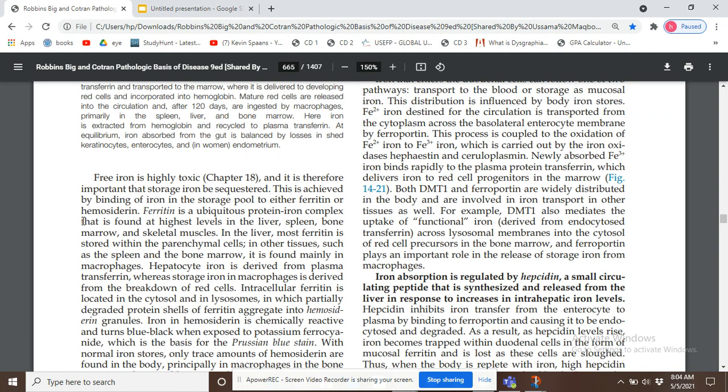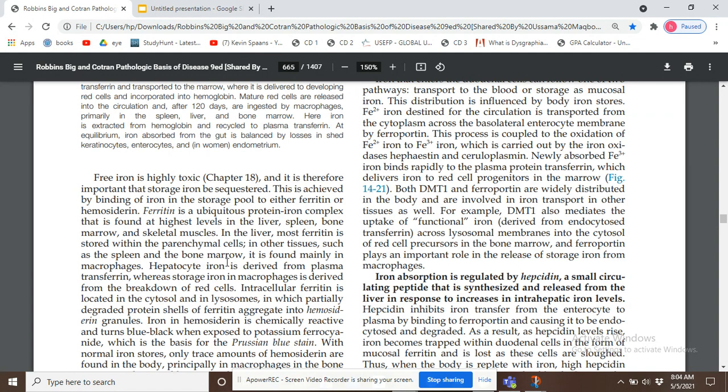The major storage form of iron is ferritin, not hemosiderin. What is ferritin? It is a ubiquitous protein-iron complex that is found at highest levels in the liver. Highest levels are found in the liver, spleen, bone marrow, and skeletal muscles.